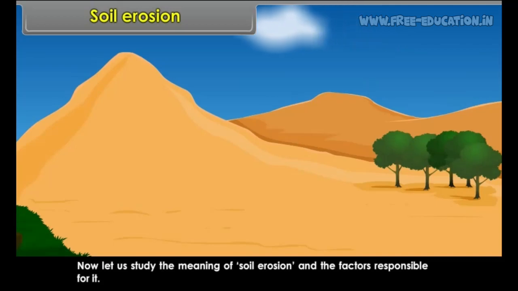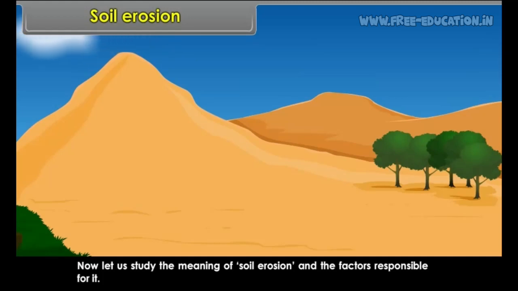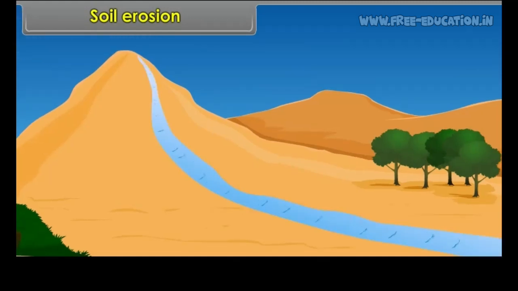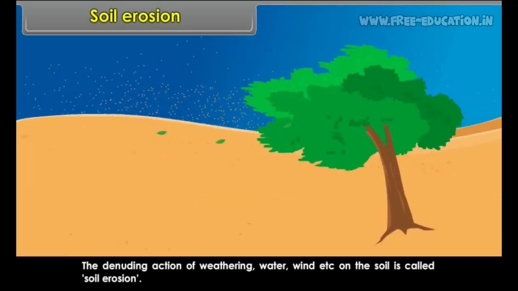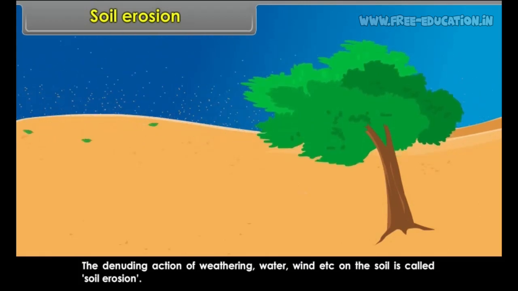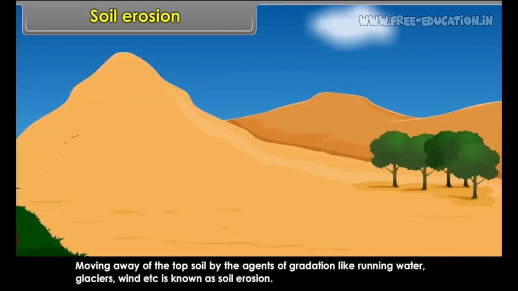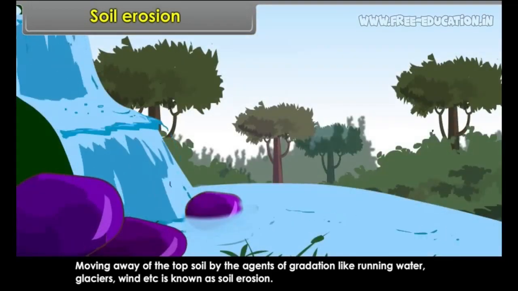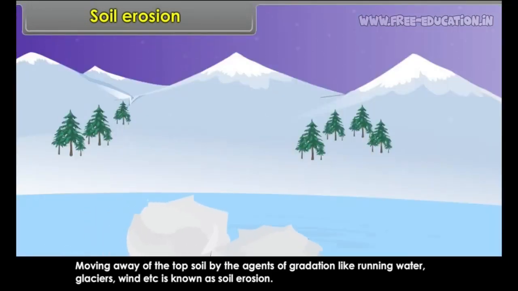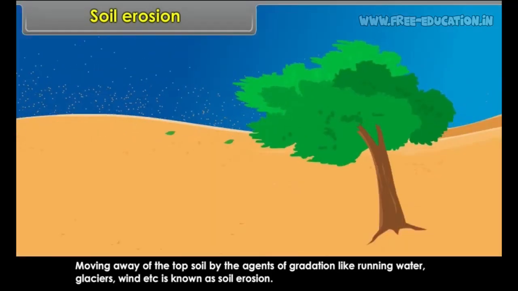Soil erosion. Now let us study the meaning of soil erosion and the factors responsible for it. The denuding action of weathering, water, wind, etc. on the soil is called soil erosion. Or, in other words, moving away of the topsoil by the agents of gradation like running water, glaciers, wind, etc. is known as soil erosion.